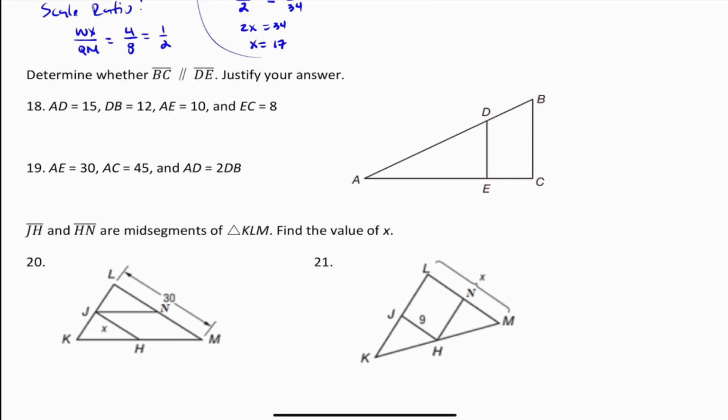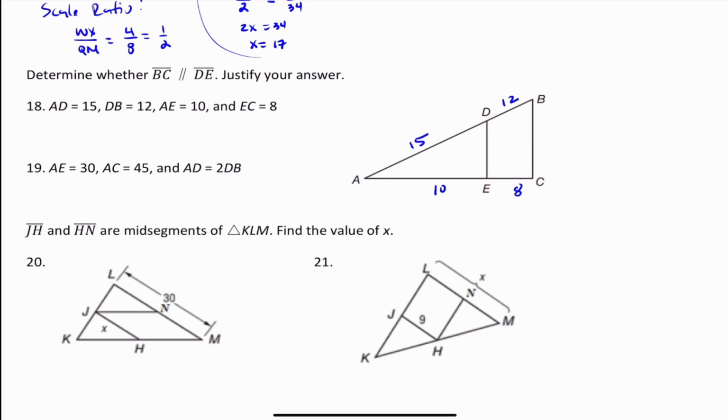17. Determine whether segment BC is parallel to segment DE. Justify your answers. It's super important to label your figure because 18 has it all. AD is 15, DB is 12, AE is 10, and EC is 8. So what you're going to do is part over part equals part over part. You're going to cross multiply and see whether or not the cross products are equal. If the cross products are equal, that's enough to tell you, hey, these two segments are indeed parallel.